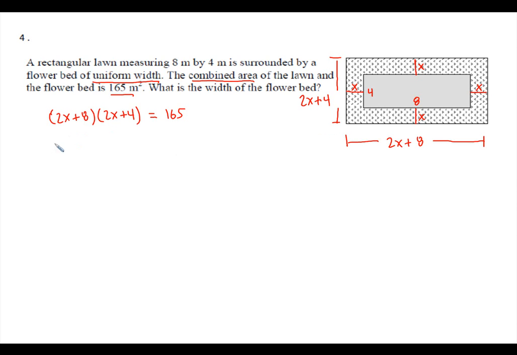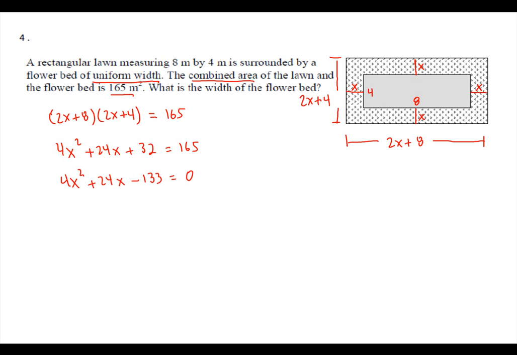So let's multiply this. We're going to end up with 4x squared. That's going to give you plus 8 and plus 16, so that'll be plus 24x. And then plus 32 is equal to 165. So we've got a quadratic here, and we've got to make it equal 0, so we're going to subtract 165 on both sides. That's going to give us 4x squared plus 24x minus 133 is equal to 0.